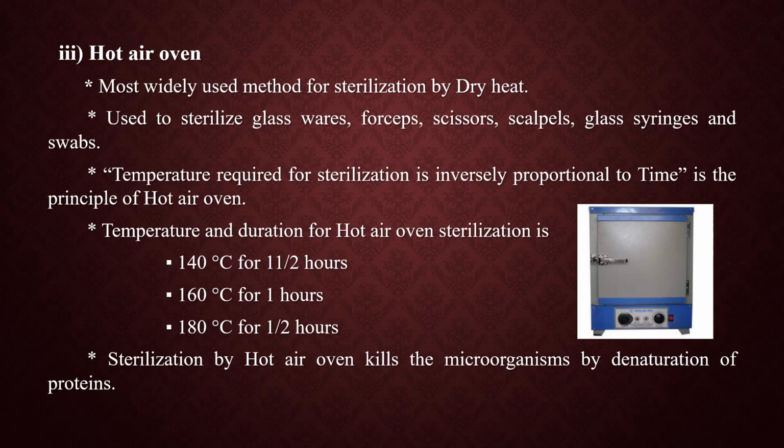The temperature and duration for hot air oven sterilization is 140 degrees Celsius for 1.5 hours, 160 degrees Celsius for 1 hour, 180 degrees Celsius for half an hour. Sterilization by hot air oven kills the microorganisms by denaturation of protein. This is the picture of hot air oven.